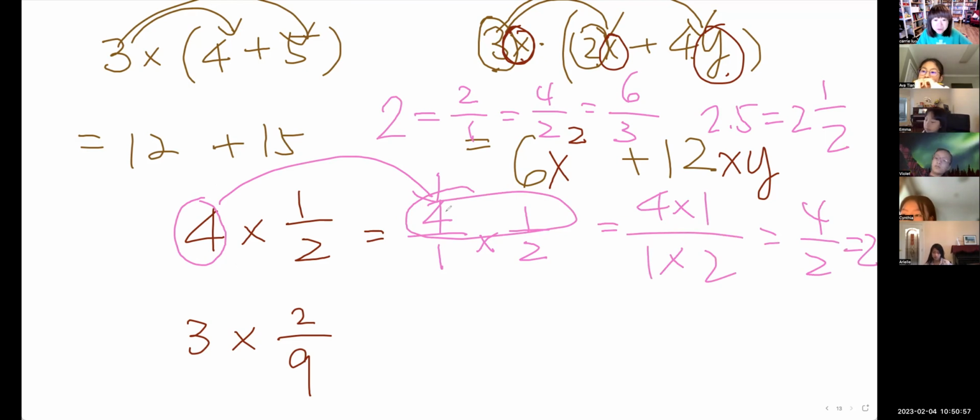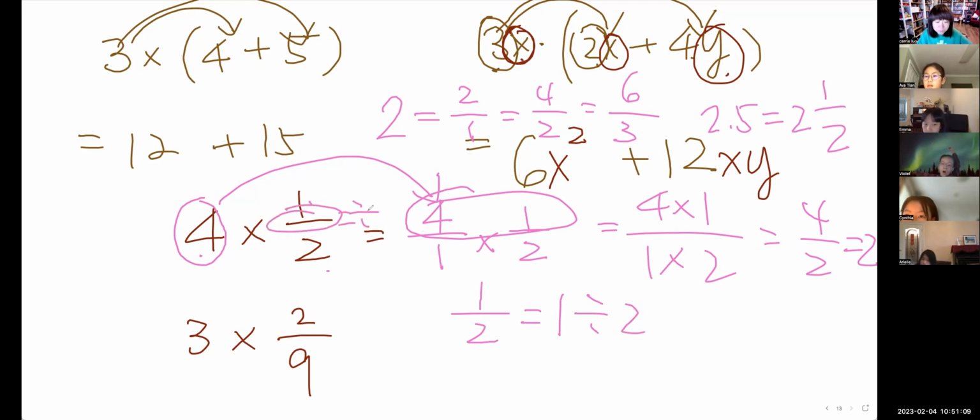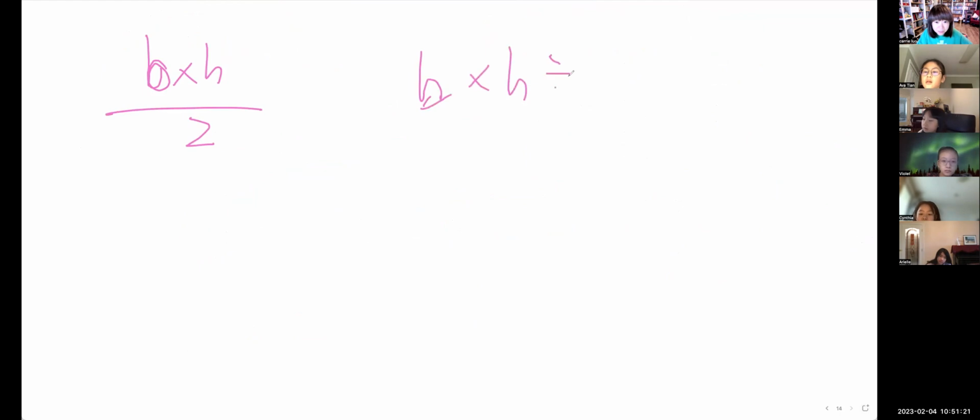But this one is very complicated. How do you do it? You're just using 4 times 1 divided by 2. Because 1 over 2 equals what? Equals 1 divided by 2. So this one actually equals division. Okay? So that's why when I calculate the triangle's area, I always do base times height over 2. I don't do base times height divided by 2.